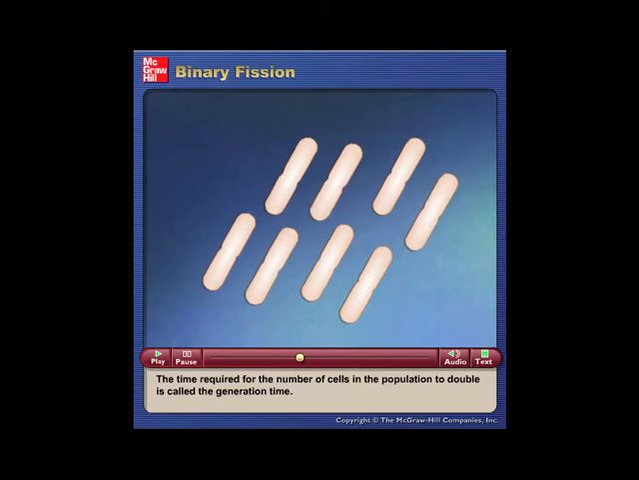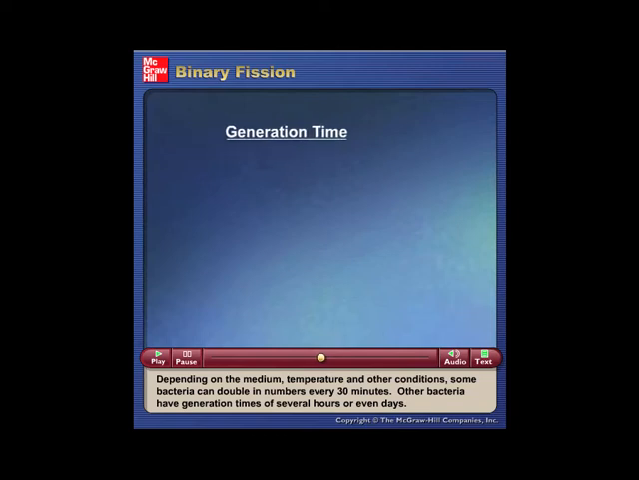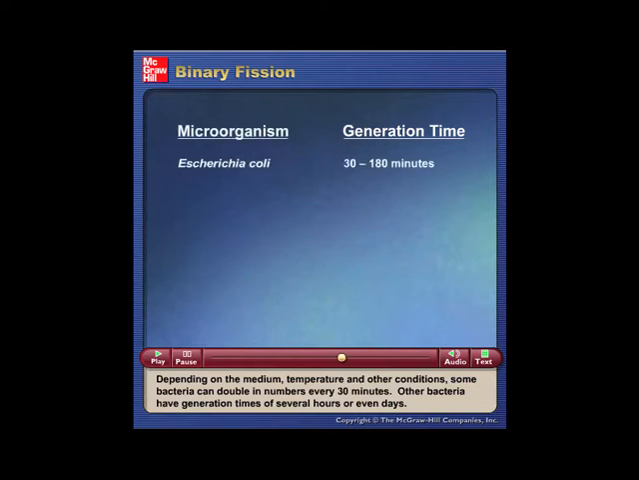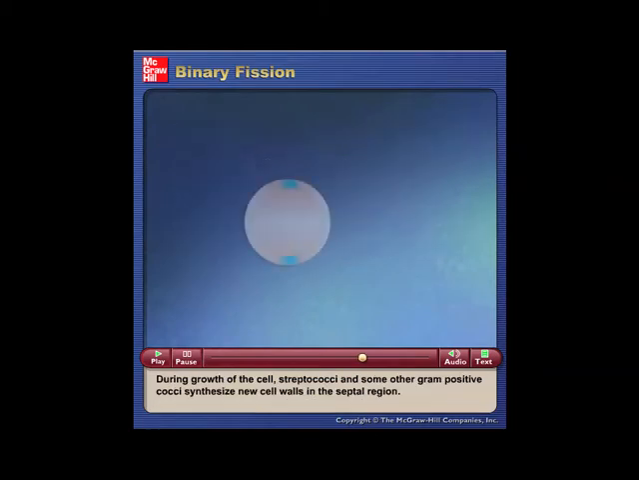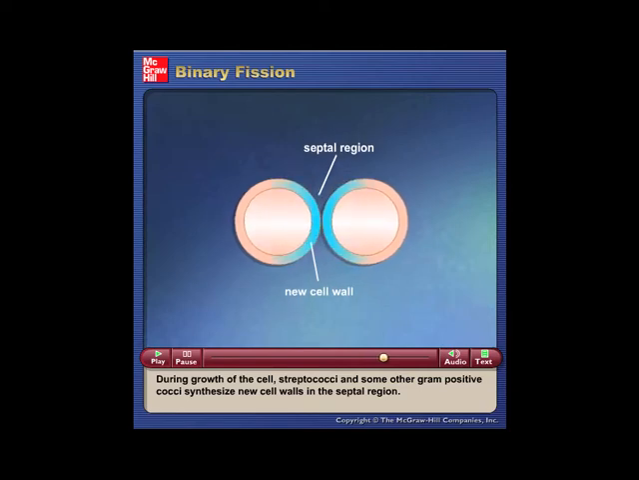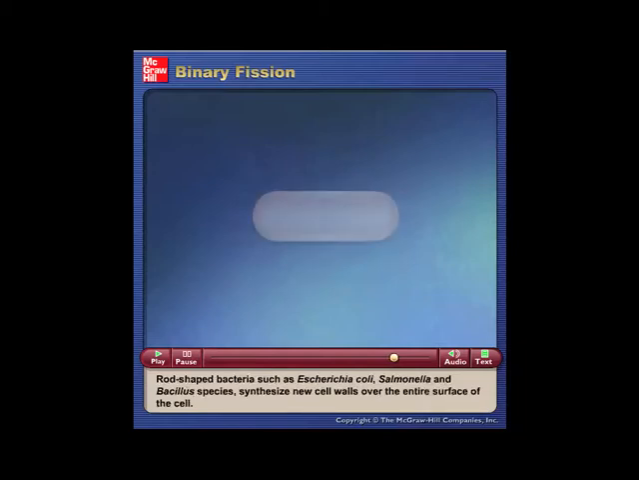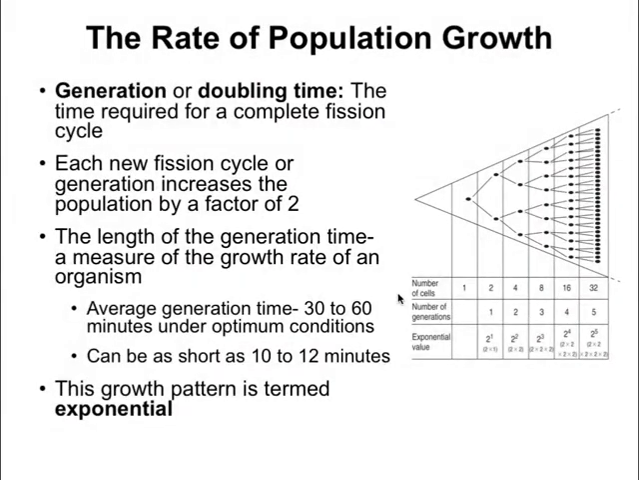The time required for the number of cells in the population to double is called the generation time. Depending on the medium, temperature, and other conditions, some bacteria can double in numbers every 30 minutes. Other bacteria have generation times of several hours or even days. During growth of the cell, streptococci and some other gram-positive cocci synthesize new cell walls in the septal region. Rod-shaped bacteria such as Escherichia coli, Salmonella, and Bacillus species synthesize new cell walls over the entire surface of the cell.